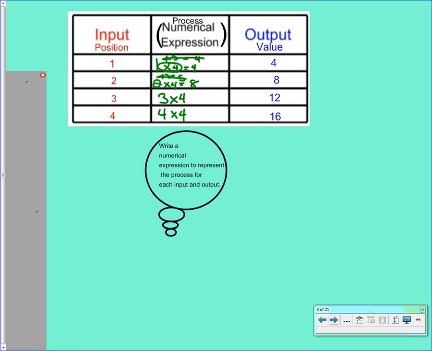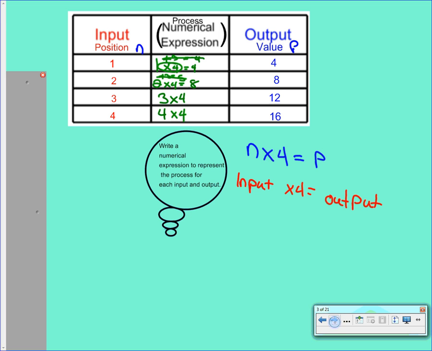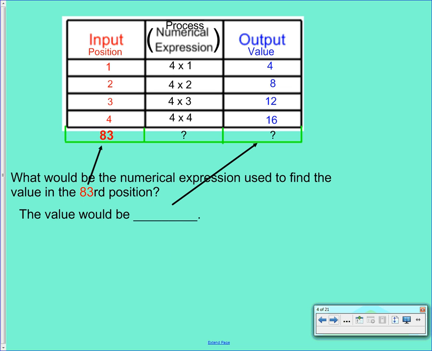So if I was going to write this expression, just write the rule, I would say the input, and we'll call that N, the input times 4 equals the output, and we can call that P. Okay? So in other words, the input times 4 equals the output. That's not going to be true for everyone. That's true for this one. Okay, so here you can see what we have.